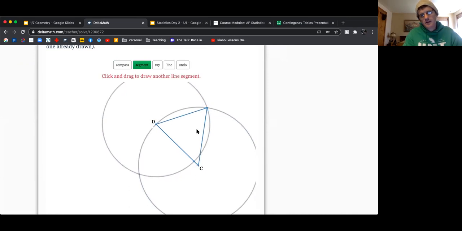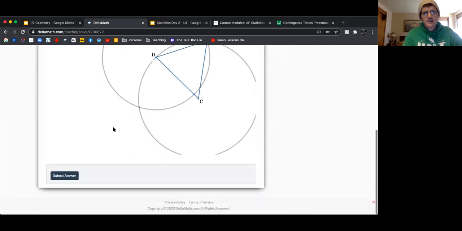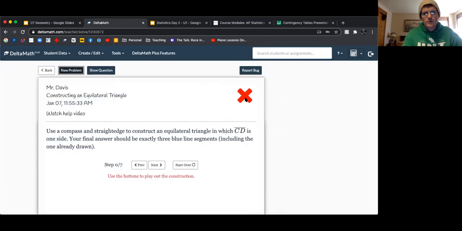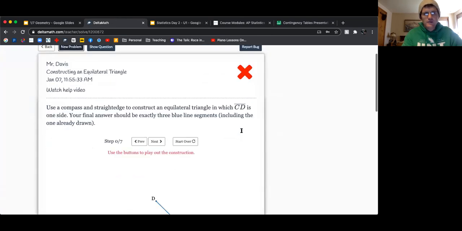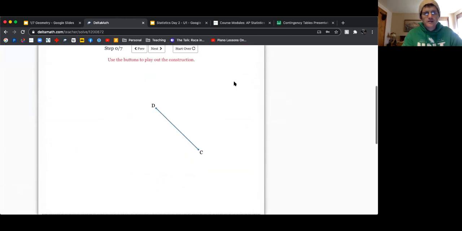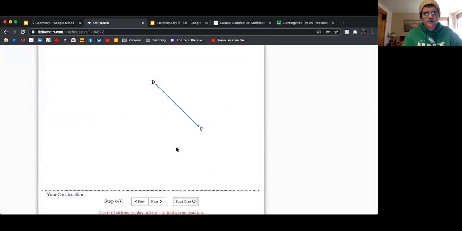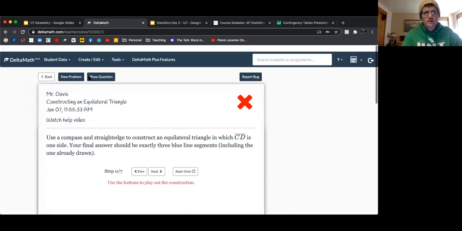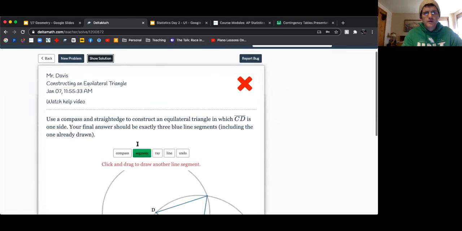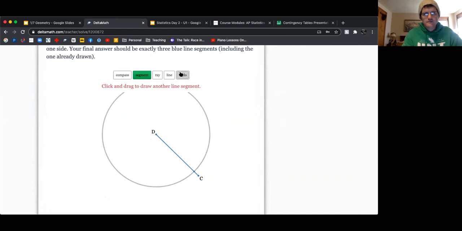Now we can see that's not an equilateral triangle, but if I made that kind of mistake, it would give me this red X, and it would give me the option to see how it's done. So I could just try and fix my mistake. So if I came back, I could fix it all.